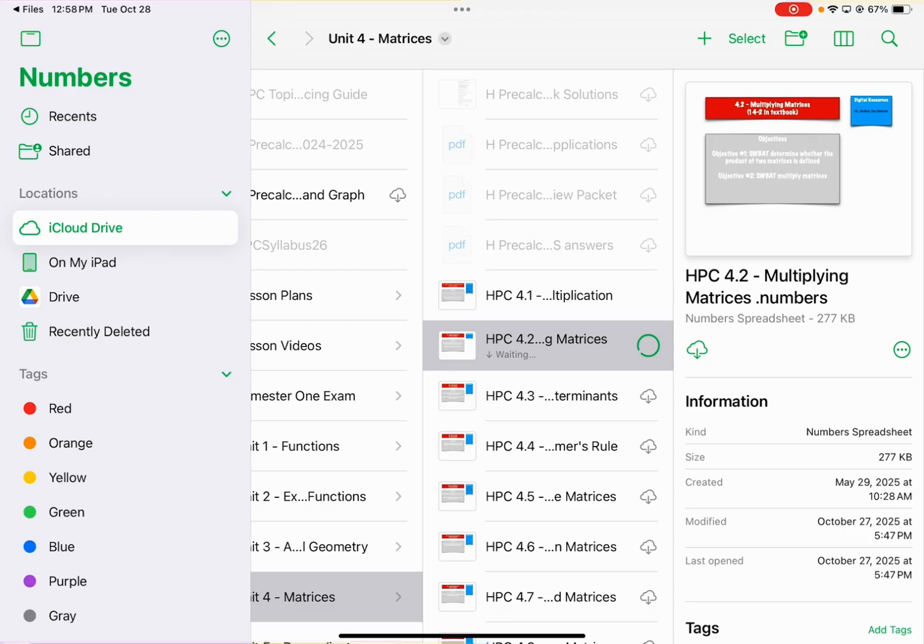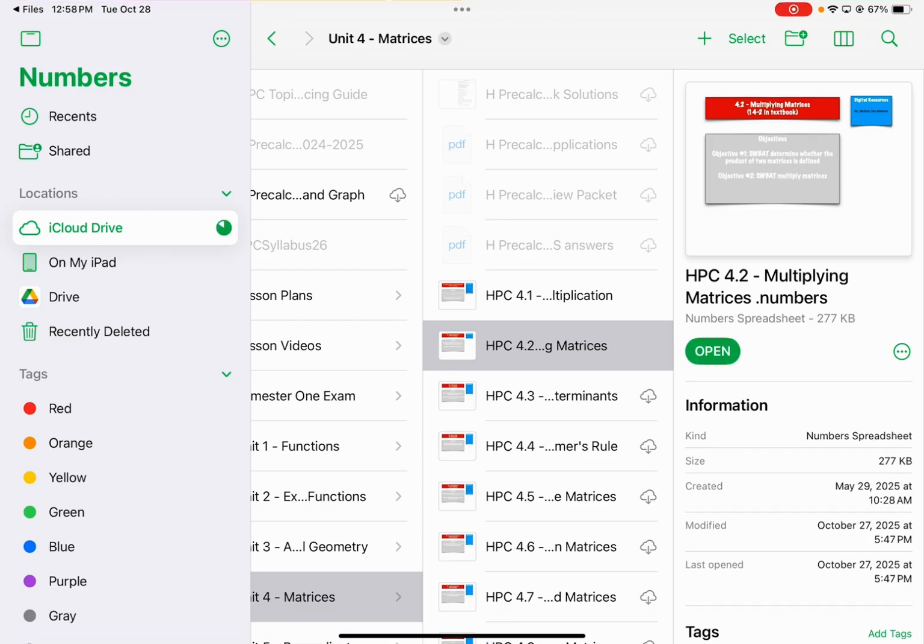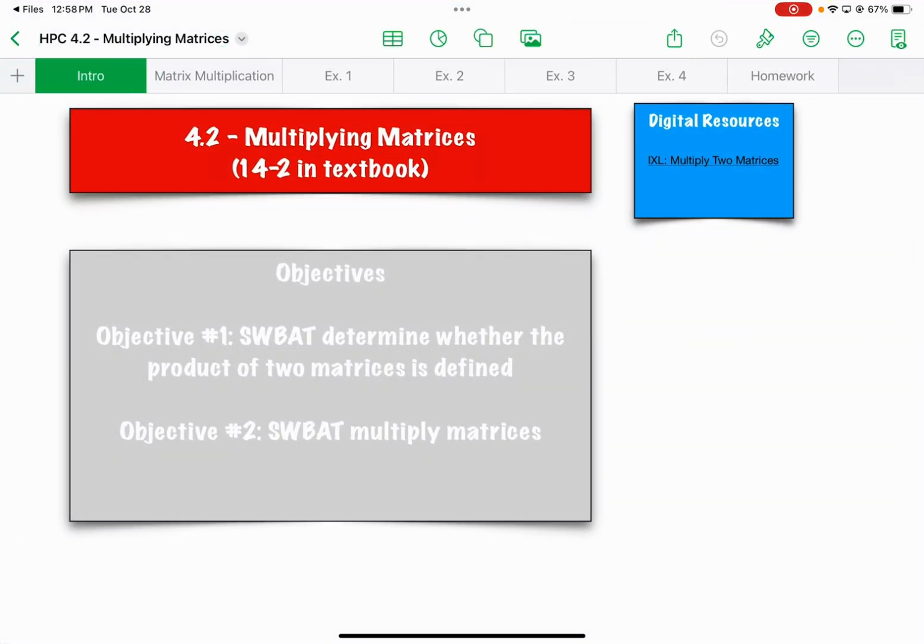All right, 4.2. Today we're going to spend our day talking about multiplying matrices together, another concept that I believe you guys have seen in the past. So hopefully this will be a decent reminder for you.